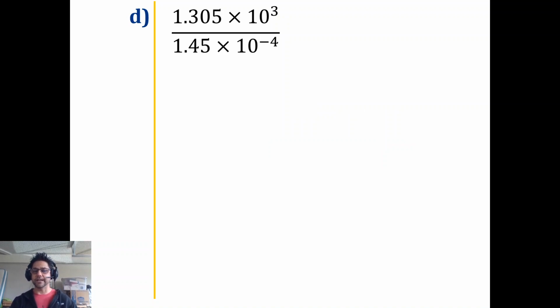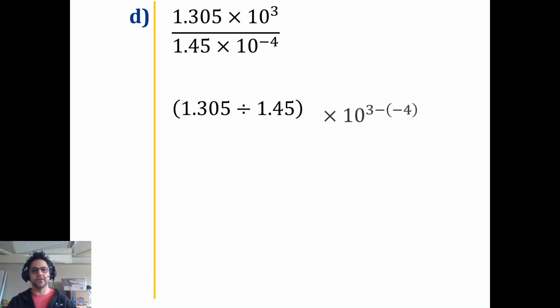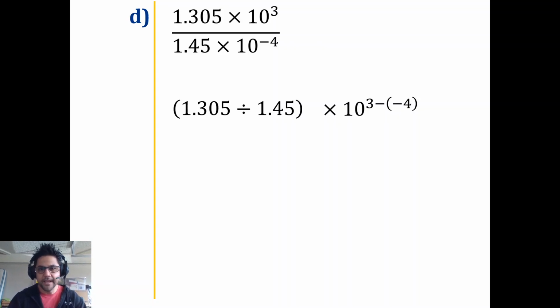But on this last one here, I think we are going to have to fix it. So this is your thinking. Remember, I'm going to type this into my calculator. 1.305 divided by 1.45. And then after you do that, you're going to go ahead and write down 3 subtract, wait a minute, 3 subtract negative 4. We did this all the way back in August. It was one of the first things that we did in the year. Told you again, be careful with your negatives throughout the year. And if you remember, 3 subtract negative 4 is really like a 3 plus 4.